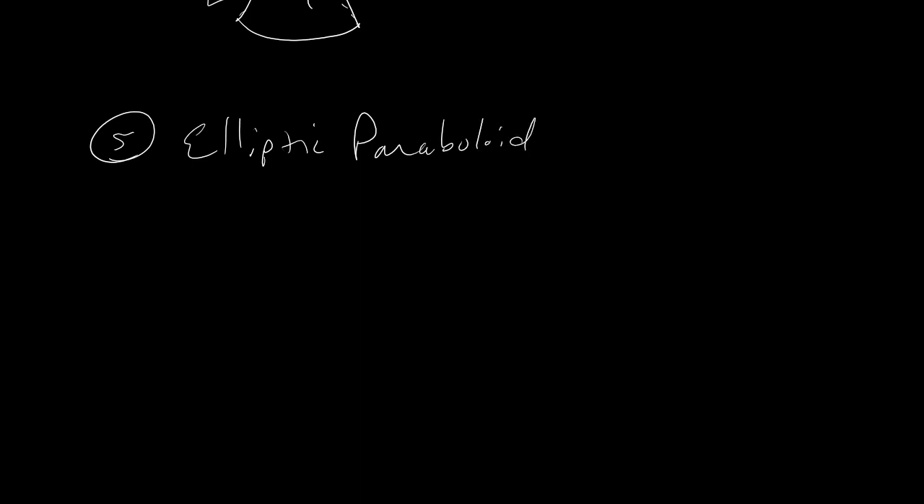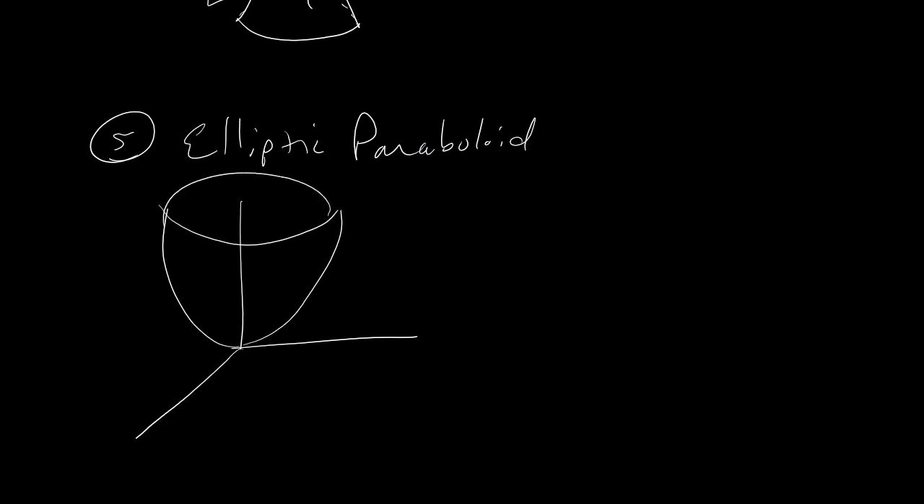Number 5 is the elliptic paraboloid. So that is going to be a parabola, but it's elliptic because it goes all the way around. In this case, because it's opening along the z-axis, we have z equal to x squared over a squared plus y squared over b squared.